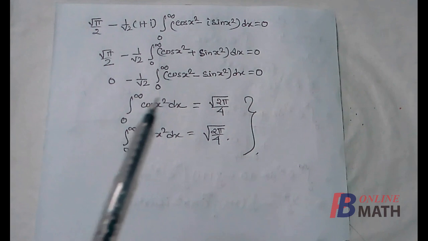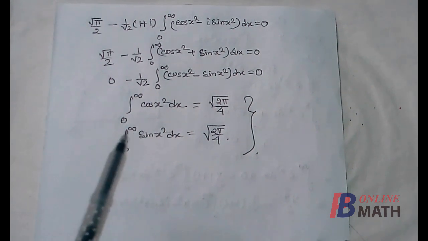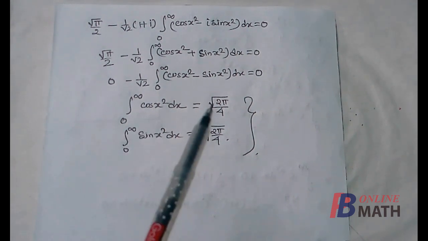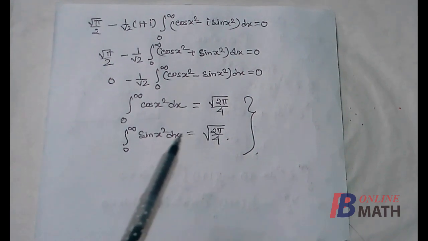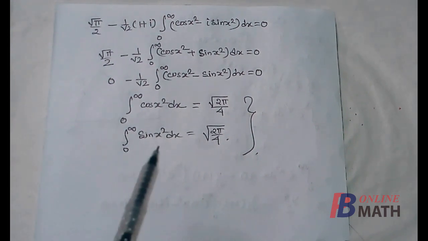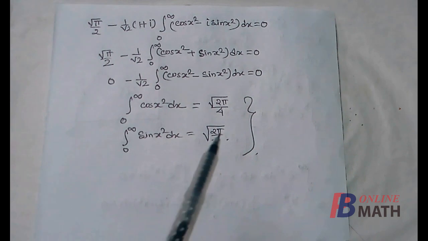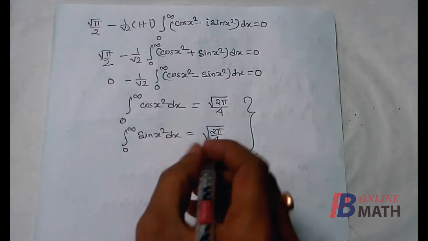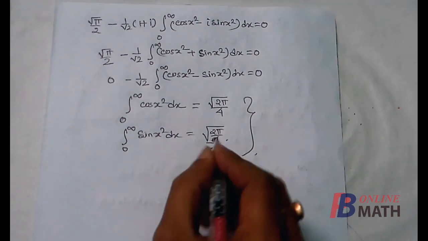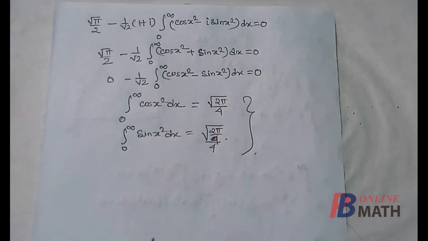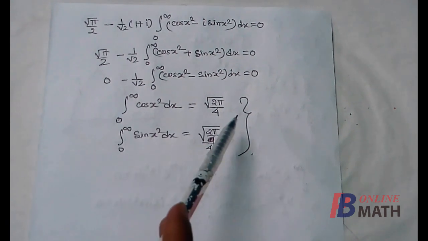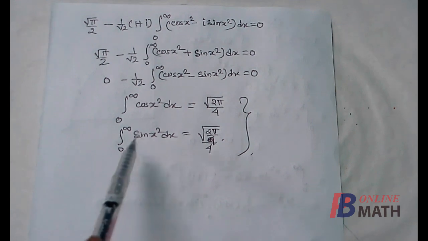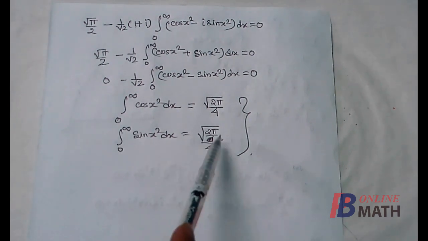Now solving these two equations, we can easily find that the value of this integral is √(2π)/4, and similarly the value of this integral sin(x²) is √(2π)/4. Actually this 4 is outside the root, so √(2π) divided by 4. So this is the value of the required integral, and furthermore we have found that the value of this integral is also √(2π)/4.